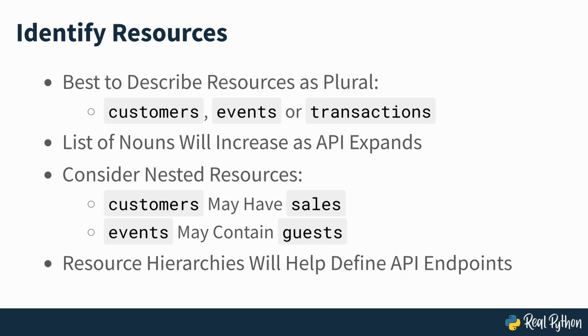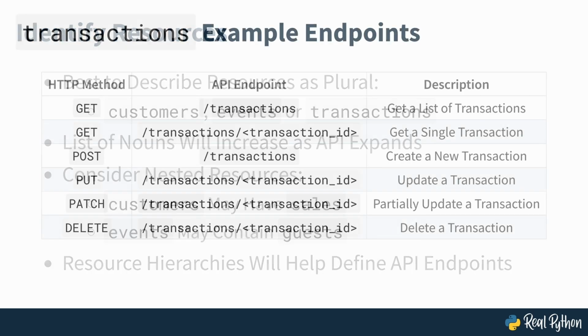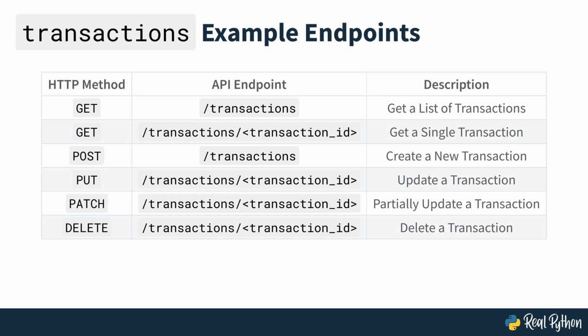Once you've identified the resources in your web service, you'll want to use these to define the API endpoints. Here are some example endpoints for a transactions resource you might find in an API for a payment processing service. These 6 endpoints cover all the operations that you'll need to create, read, update, and delete transactions in the web service. Each resource in your web service would have a similar list of endpoints based on what actions a user can perform with the API.